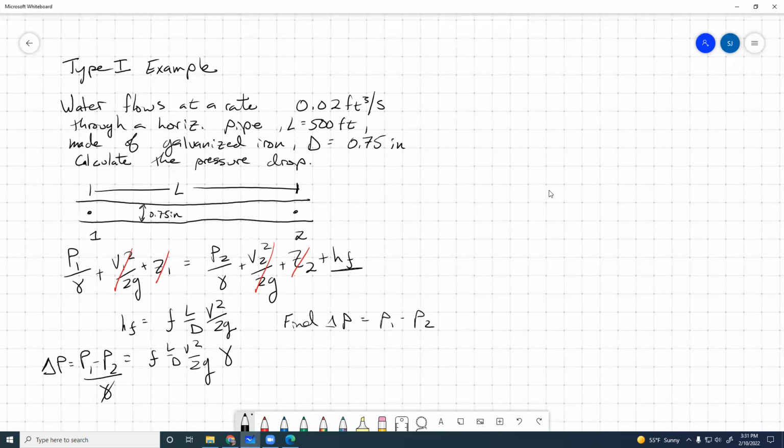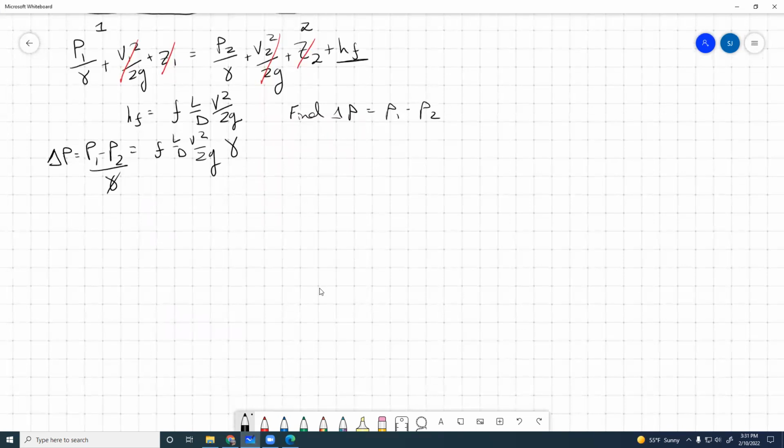Okay, so this is pretty basic. It's a thing that we can directly solve. Let's just do it together. So delta P is equal to f L over D, V squared over 2g, times gamma. We'll go ahead and say gamma because we're in British gravitational units or US units, 62.3 pounds per cubic foot.